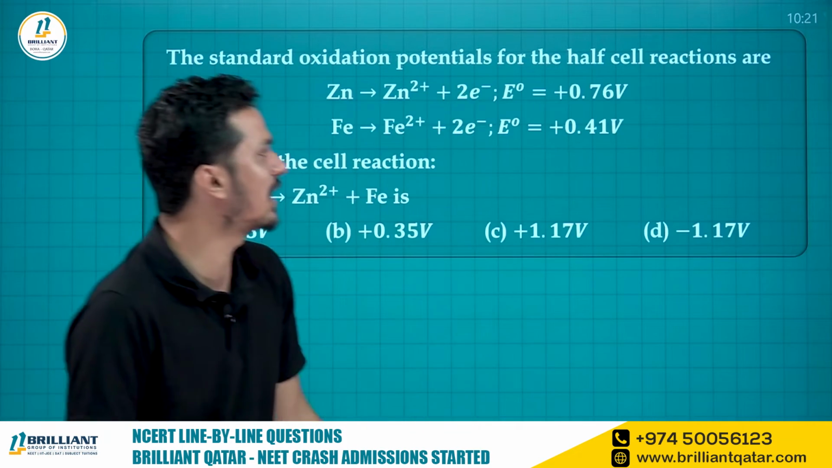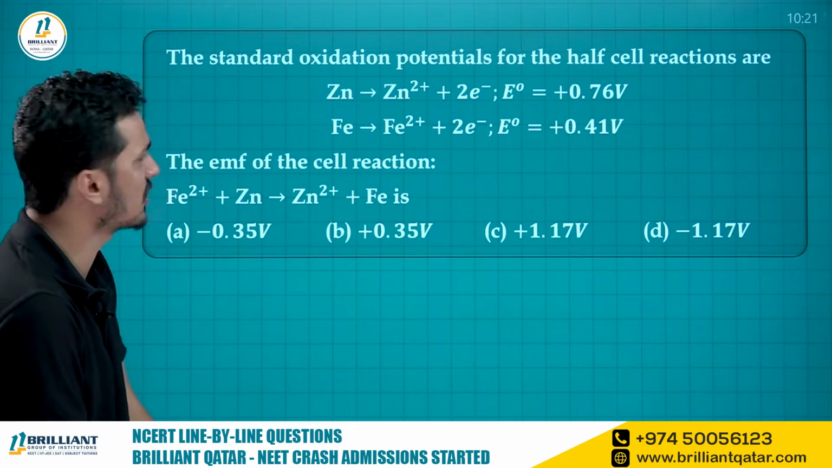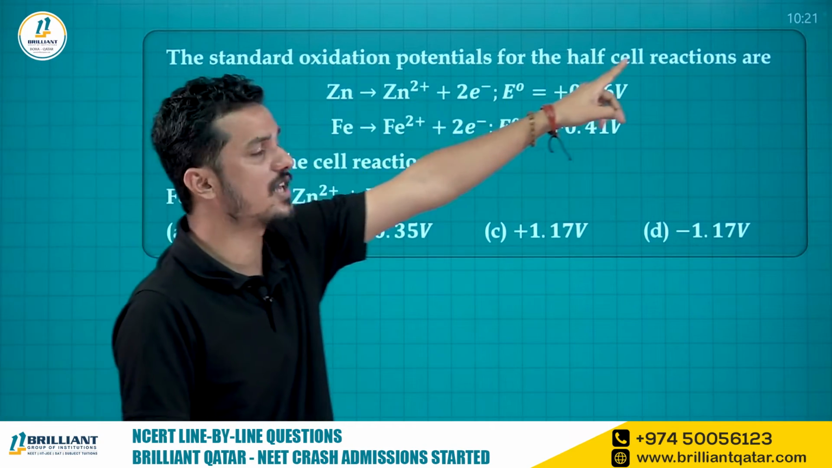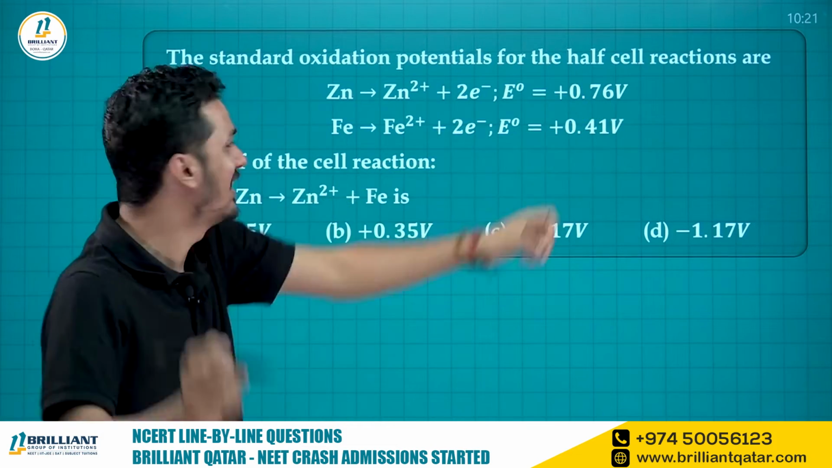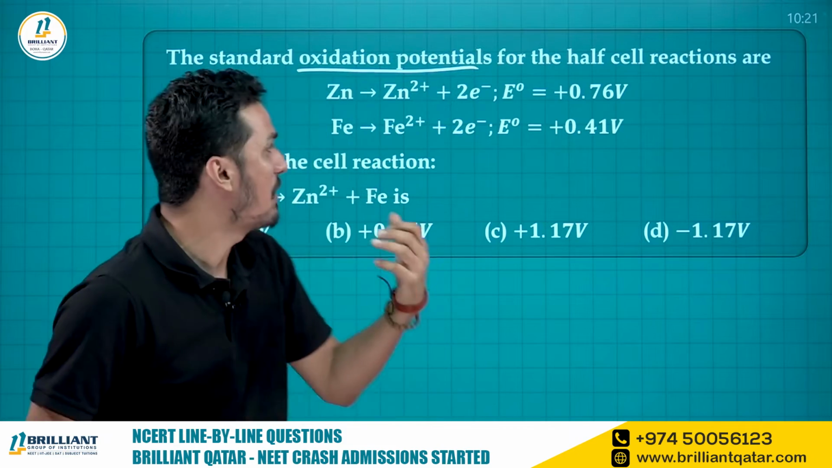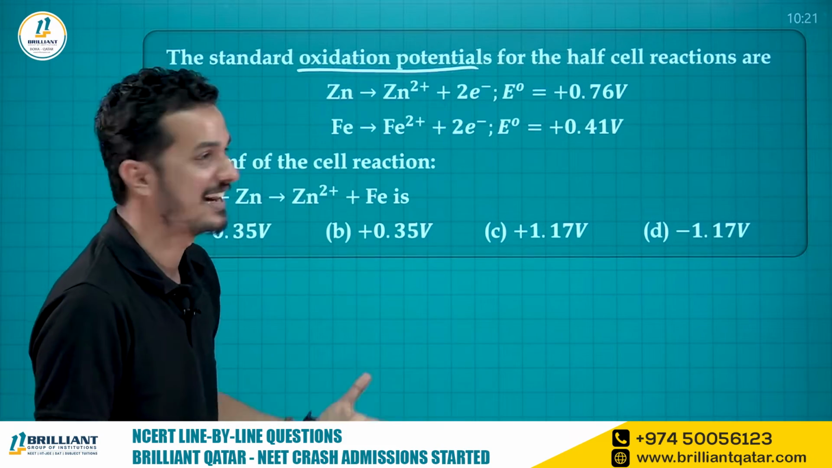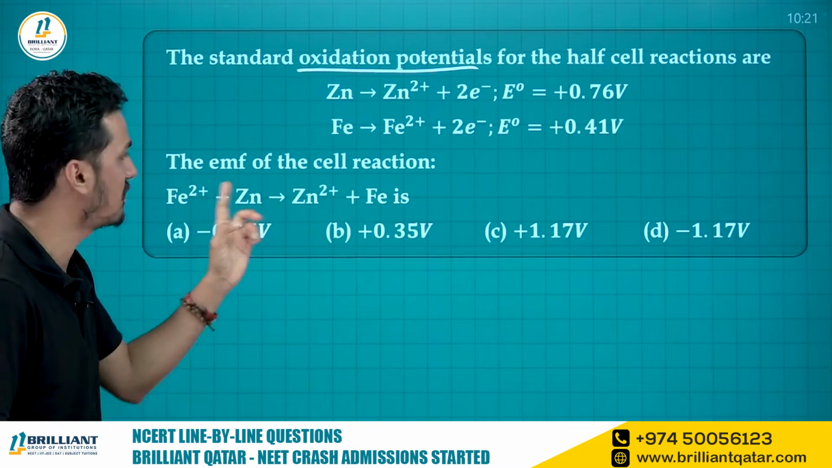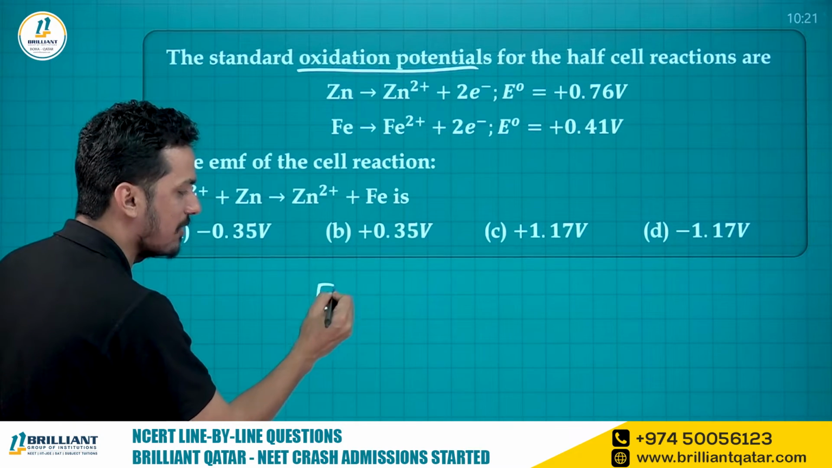Okay, so this is the next question. The standard oxidation potentials for the half cell reactions are given. Listen to me very carefully. They gave oxidation potential. Find the EMF of the cell reaction. For this cell reaction, what is the EMF? What's the formula for EMF?